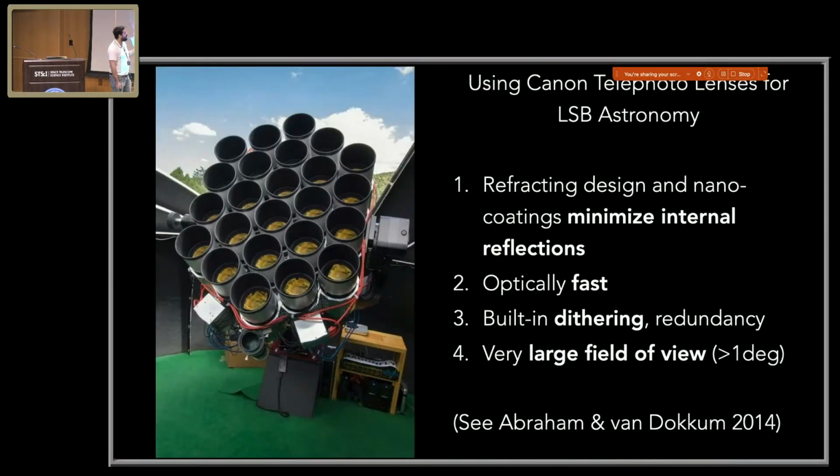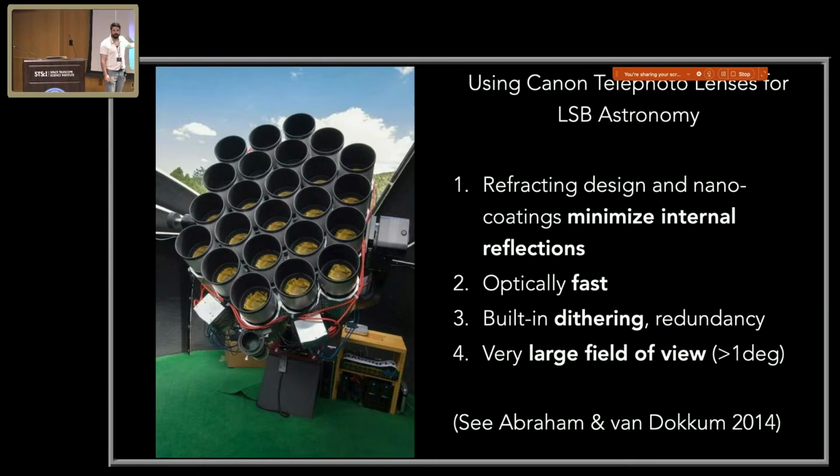And so that is where the other technological piece comes in, and that is using Canon telephoto lenses strapped together to do astronomy. So some of you may be familiar with this. This is the original Dragonfly telescope, one of two mounts that Bob Abraham and Peter van Dokkum, my advisor, came up with back in 2014.